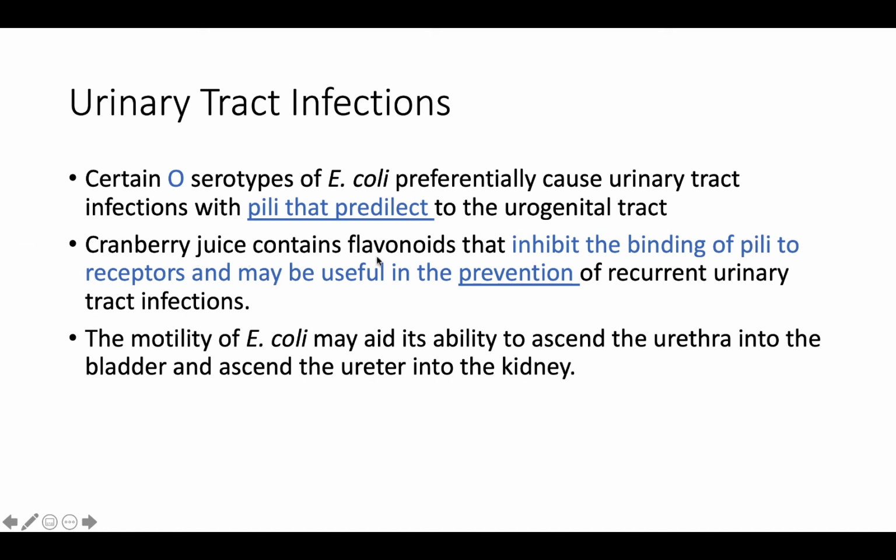Cranberry juice has flavonoids, like a lot of berries. These flavonoids actually inhibit the binding of pili to the receptors and may be useful in the prevention, and not treatment, of recurrent urinary tract infections. Many of my patients tell me that they have recurrent infections. I prescribe them to take cranberry juice.